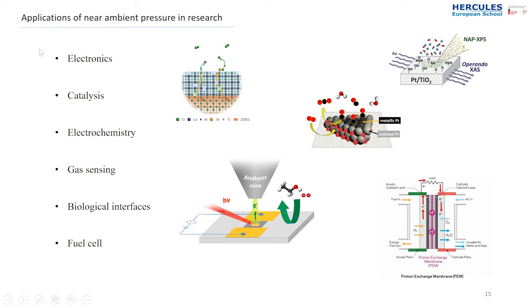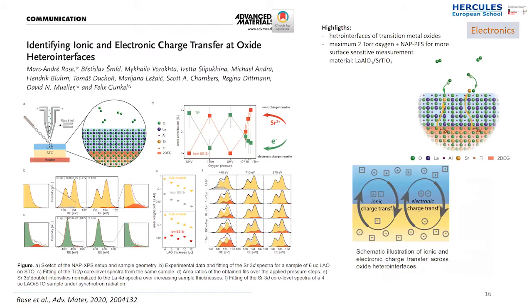The usage of our equipment is quite broad. We have examples from electronics, mainly catalysis, electrochemistry, gas sensing, and even biological interfaces, and of course the fuel cell materials. The first example was published in Advanced Materials, and it deals with an interesting material: lanthanum aluminum oxide on STO, strontium titanium oxide.